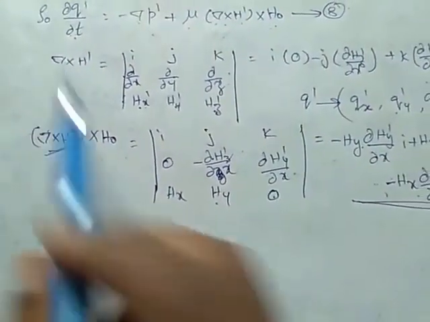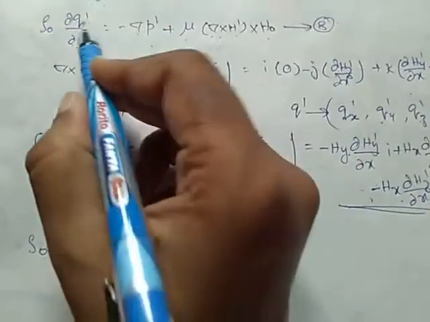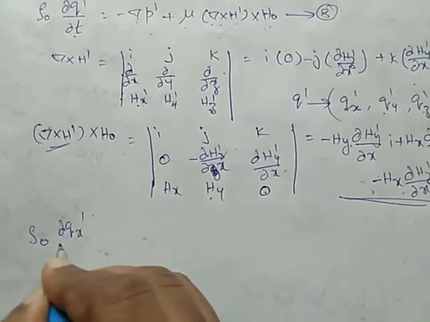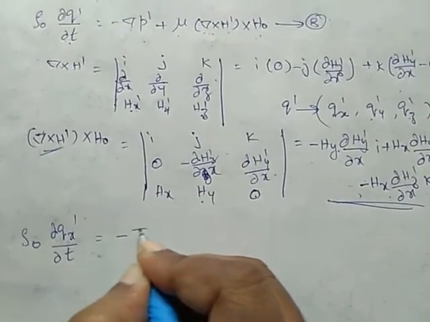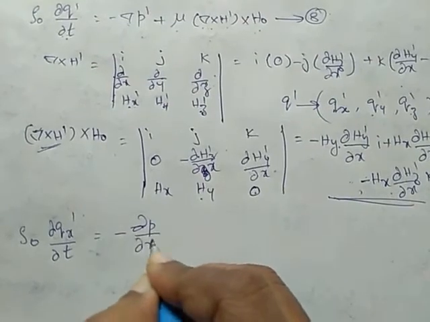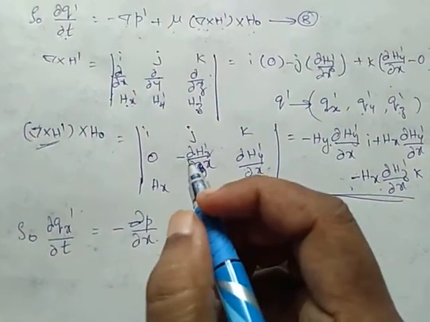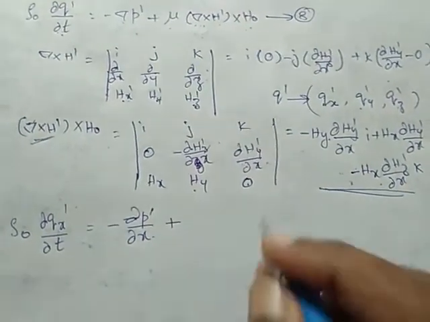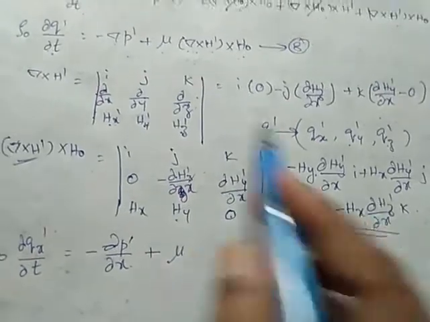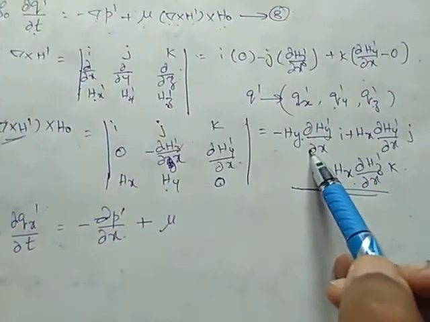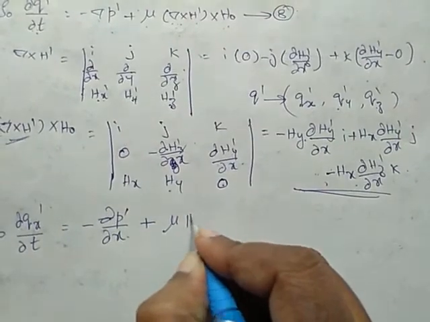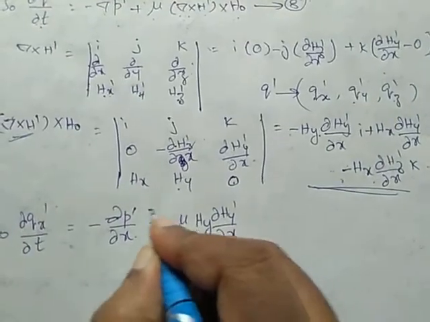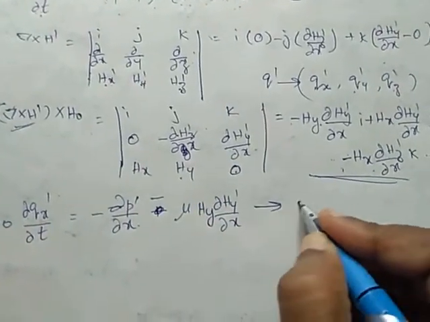our equation: rho naught dou q dash by dou t becomes dou qx dash by dou t, minus dou p dash by dou x, plus mu is constant. For this, the h term is hy dou hy dash by dou x. Minus is there, so it is minus. I'll take this as equation 9.